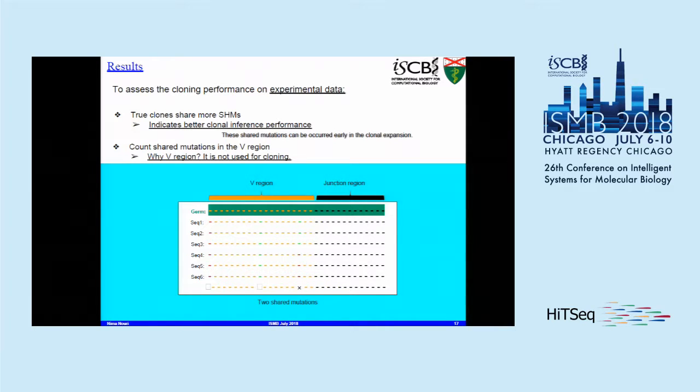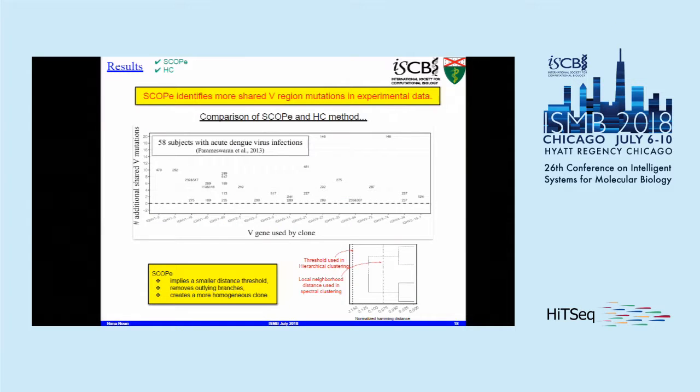The key point here is that we don't count the shared mutation in the junction region, because, as I discussed, we are cloning by using the junction region. We don't want to be biased by our cloning. So instead of using the junction region, we're just focusing on the V region and counting the shared mutations in the V region. So okay, we performed this mutation counting over several different experimental datasets.